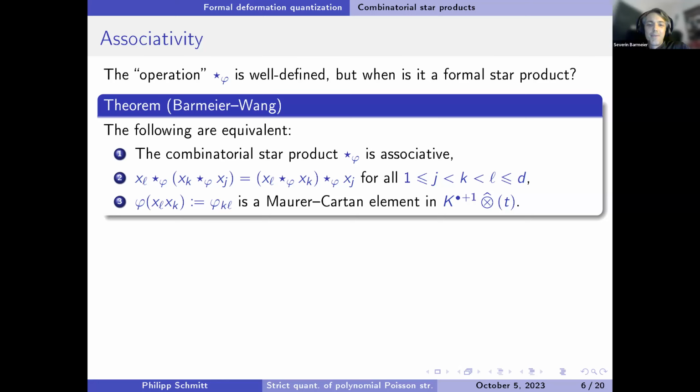I see. In their case, I think there was an explicit formula in order for any Poisson bracket to obtain a quantizable Poisson bracket from it. So yeah, okay, thank you. Okay, thank you. Ellie?